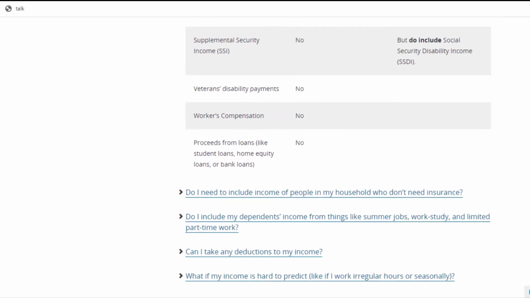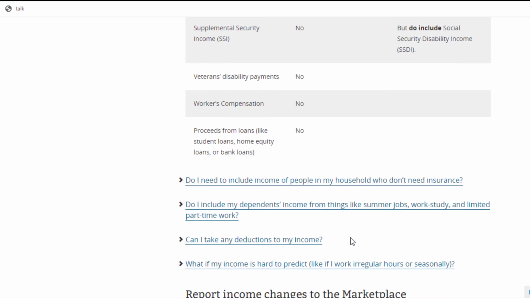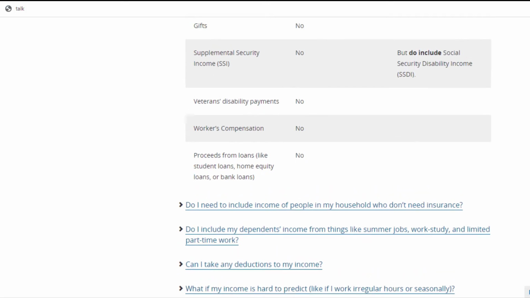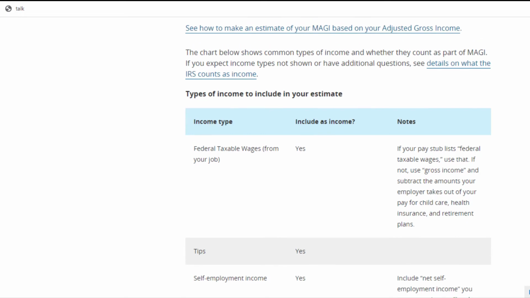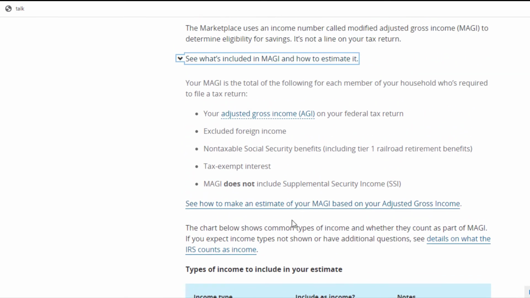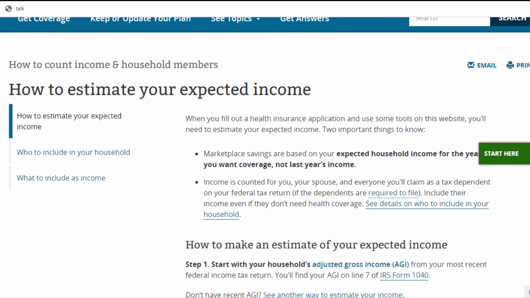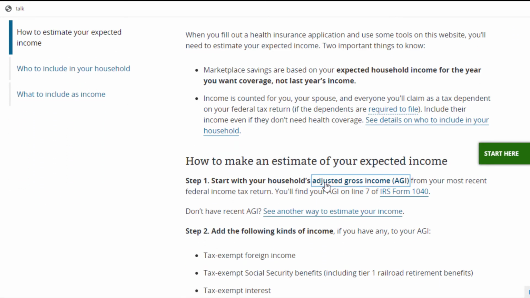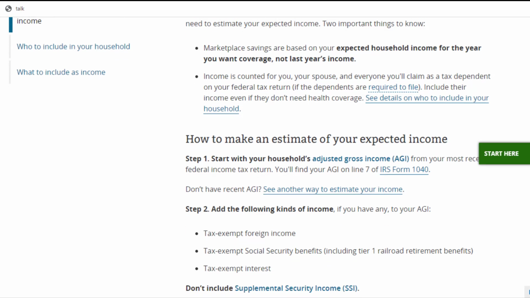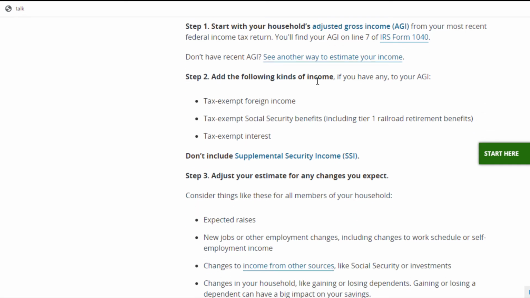Here's some more frequently asked questions that you can click on if any of these pertain to you. Now I want to scroll back up here. Okay. See how to make an estimate of your MAGI based on your adjusted gross income. This is going to break it down in the simplest of terms, really. So you're going to start with your household's adjusted gross income, which is what we've been talking about. You can find that on your taxes. Then you're going to add in the following kinds of income, if you have any. So that's that tax-exempt foreign income, tax-exempt Social Security benefits, and tax-exempt interest.